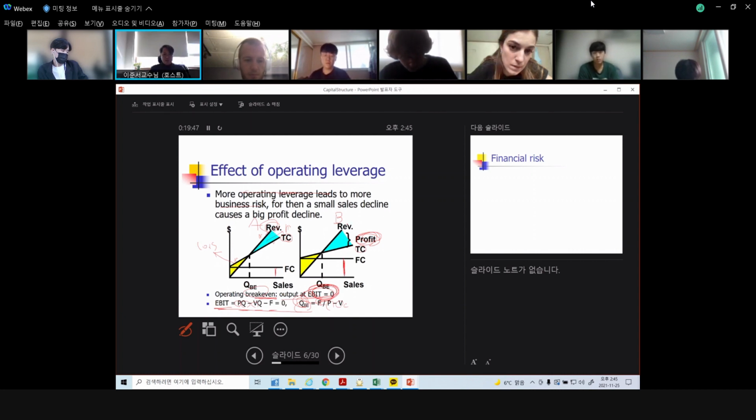So we would say the operating leverage of B is higher than the operating leverage of A, right? Because the portion of fixed cost out of total cost is higher in B than in A, right? So B's operating leverage is higher than A's operating leverage because the portion of fixed cost of total cost is higher in B.